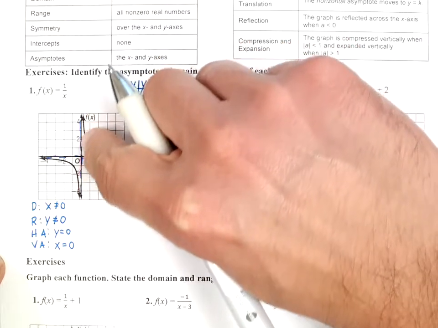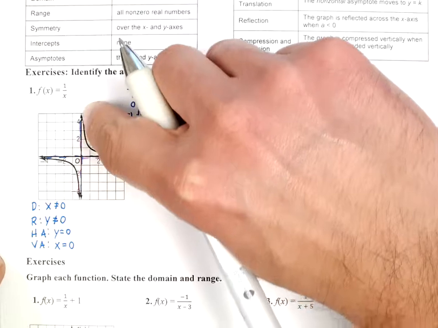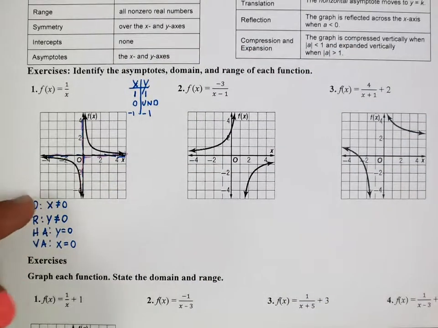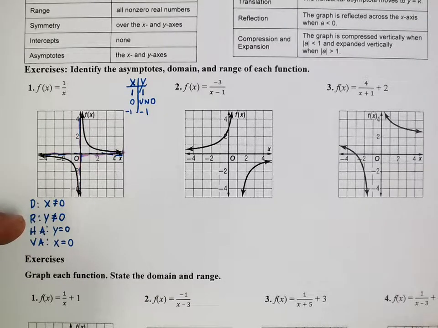Don't forget, a lot of kids get that confused, right? But I hope you won't. X is equal to 0 is this vertical line right here. Right, notice that they're related, right? So if I know my horizontal asymptote, then I know where my range is also. And if I know my vertical asymptote, that also tells me my domain.